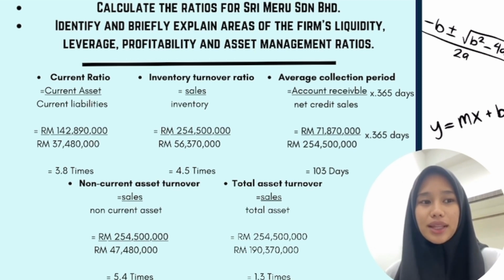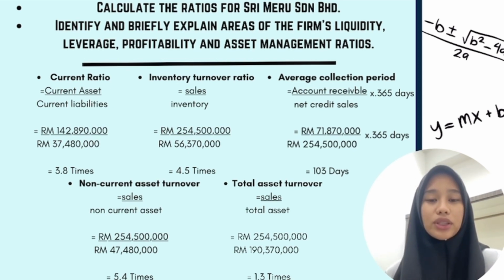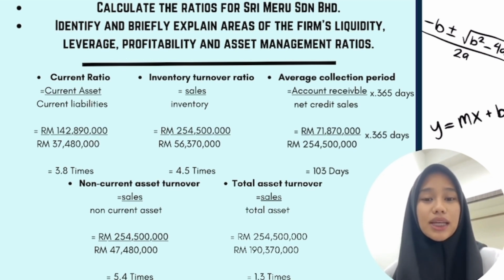Next is total asset turnover. The formula for total asset turnover is sales divided by total asset. Total asset turnover for Sri Meru Sdn Bhd is not better than industry. It is because the total asset turnover for Sri Meru Sdn Bhd is lower, which is 1.3 times, while total asset turnover for industry is higher, which is 1.5 times.